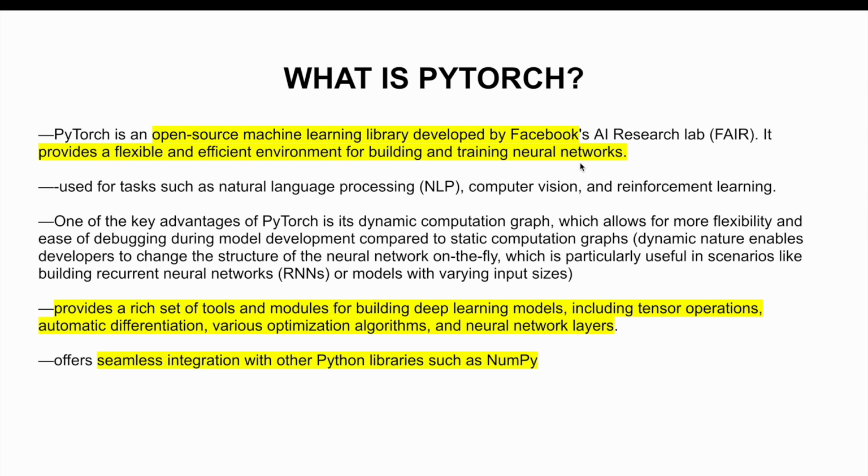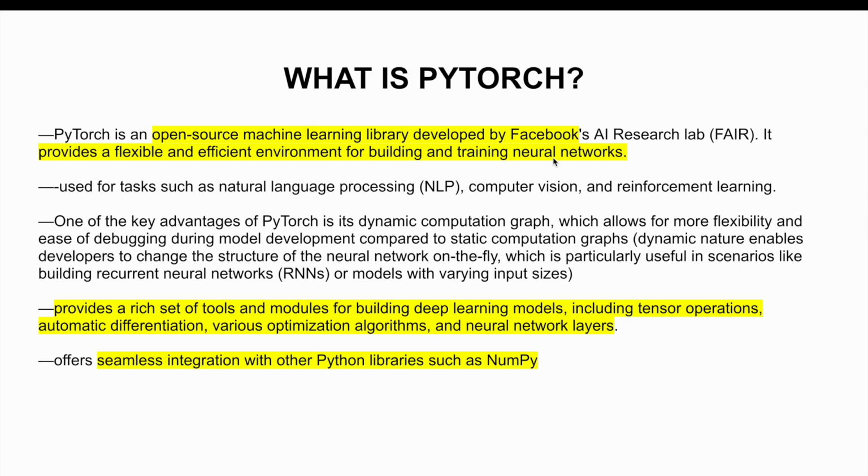As we run through the definitions, I just want to keep it a little bit short because it's very easy to get distracted, and we'll talk about neural networks as we continue on the course. But for now, the most important thing to get here is that it's an open source machine learning library that was developed by Facebook, and it provides a flexible and efficient environment for building and also training neural networks.